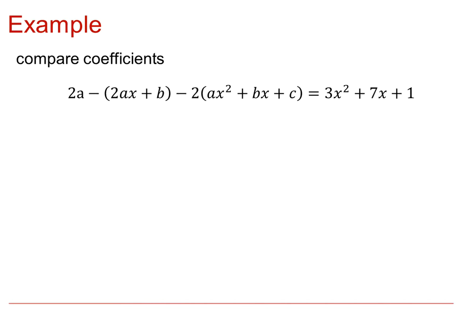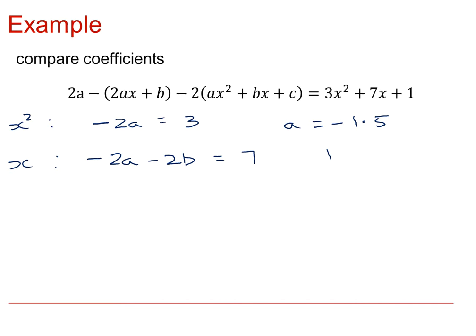Let us then compare the coefficients to work out the values of a, b and c. So for x squared, we know that we're going to have minus 2a must equal 3, giving us a value of a equal to minus 1.5. For the x coefficients, we will have minus 2a minus 2b must be equal to 7. And this results in a b value of minus 2.